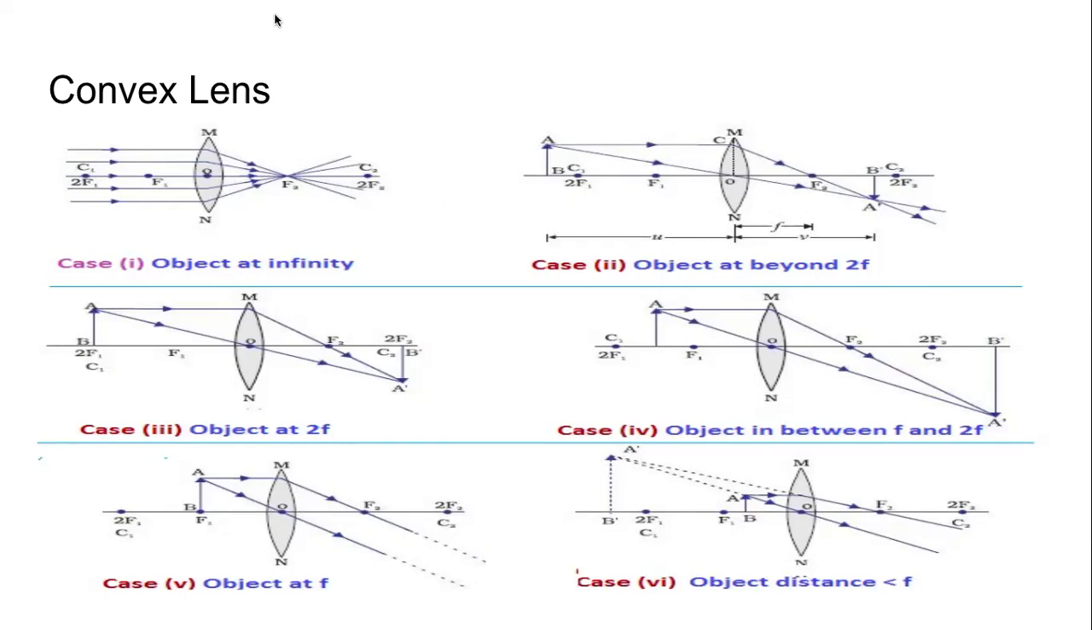So in our textbook, case number 2 is drawn and case number 6 is also drawn. Case number 1 is not drawn as case number 1. Case number 1 is shown as a converging lens. But we need to know all the 6 diagrams.